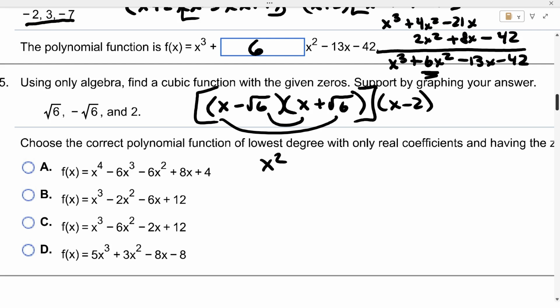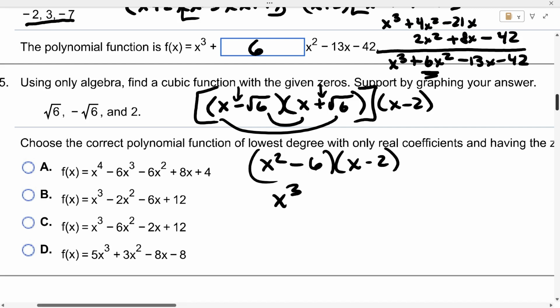They're the exact same, except one has a plus sign, one has a minus sign. In conjugate pairs, the middle two terms always cancel. Square root of 6 times square root of 6 is 6. So x squared minus 6 gives us those two. And then we have x minus 2. So we FOIL. x cubed, outers, minus 2x squared, inners, minus 6x, plus 12. Which one does it match? Looks like it's B, right? There we are.